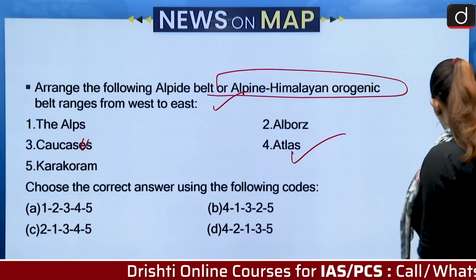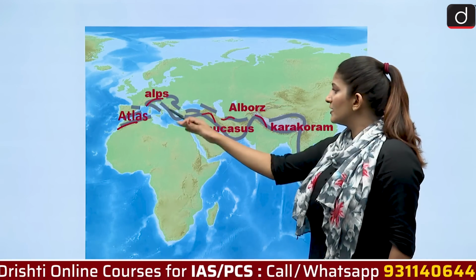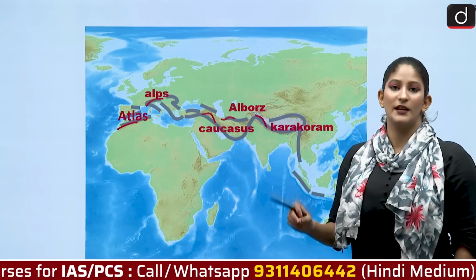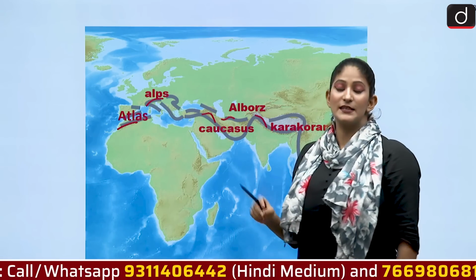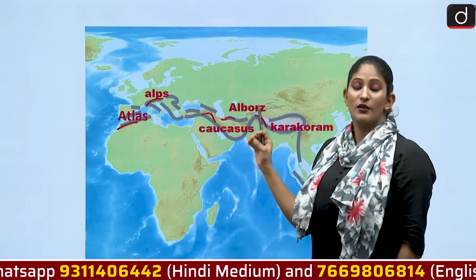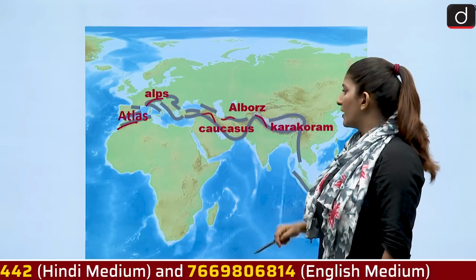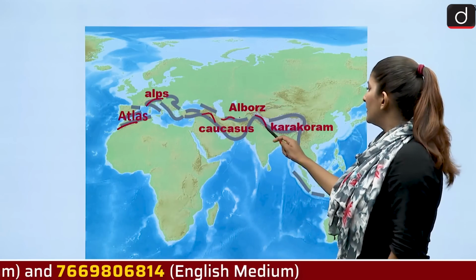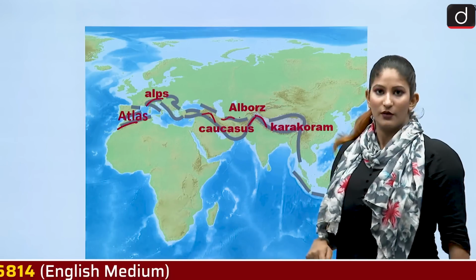So we have to match the answer, we have to select the correct answer. So you see, the gray area is the extent of the Alpine Himalayan orogenic belt. Atlas in Africa is the westernmost part of it, then comes the Alps. Here lies the Caucasus, then Alborz or Elbrus, then comes Karakoram. Hindu Kush is also a part of it, okay?